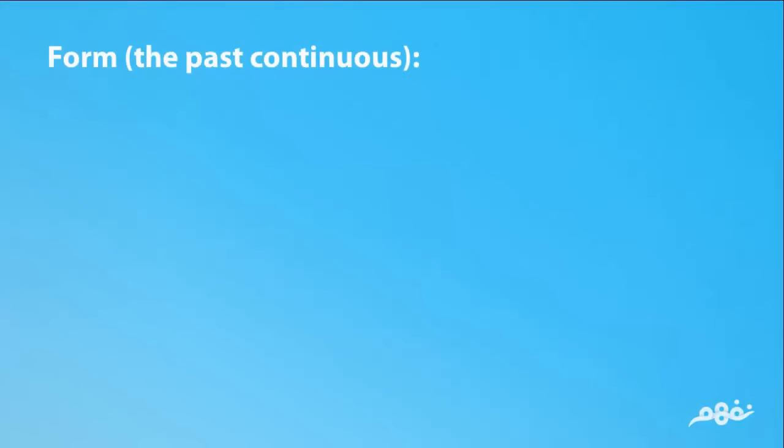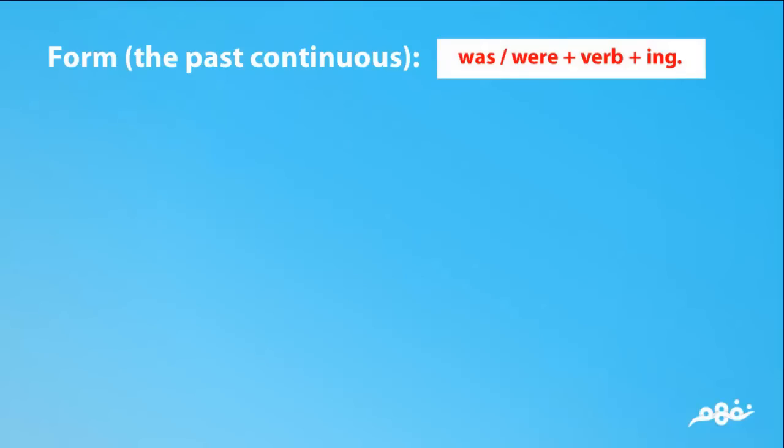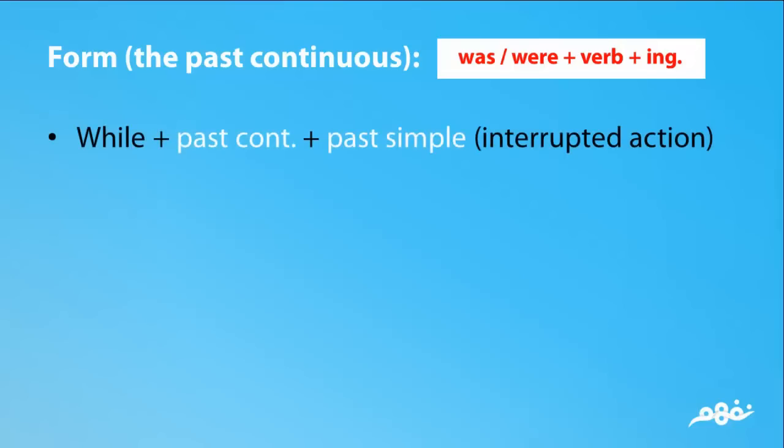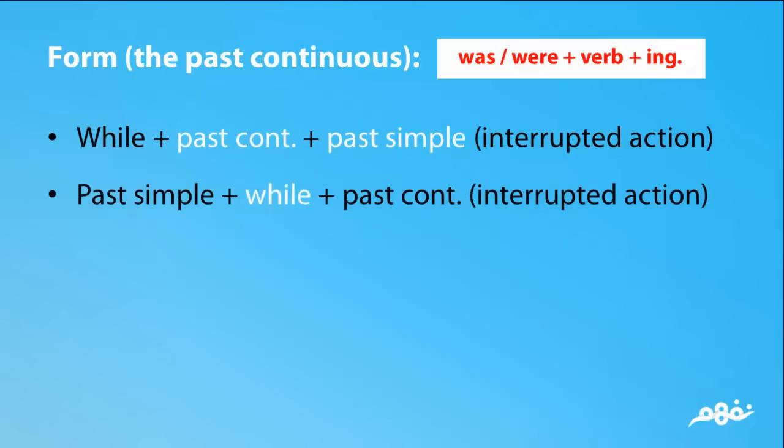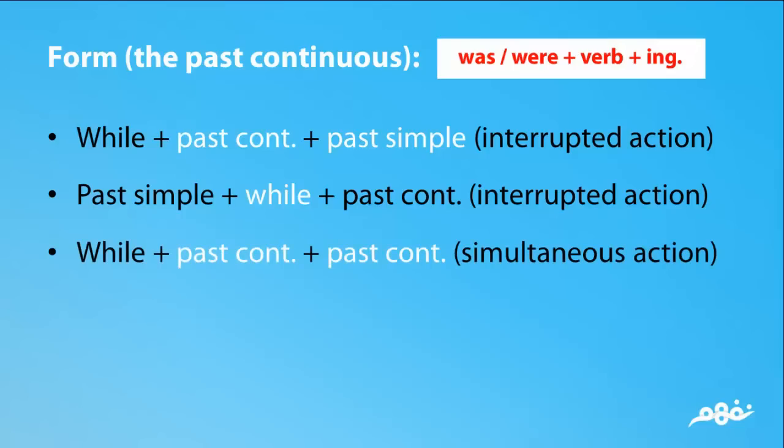To sum up what we have talked about, the past continuous consists of was or were plus a gerund. And if we want to use when or while, we have these rules. While is followed by past continuous, then past simple, and the past simple is followed by while and then past continuous, to express interrupted actions. And we use while followed by past continuous and past continuous to express simultaneous actions.